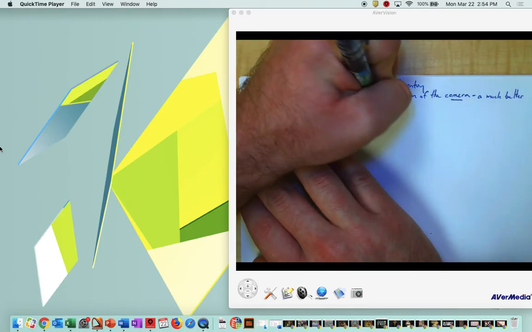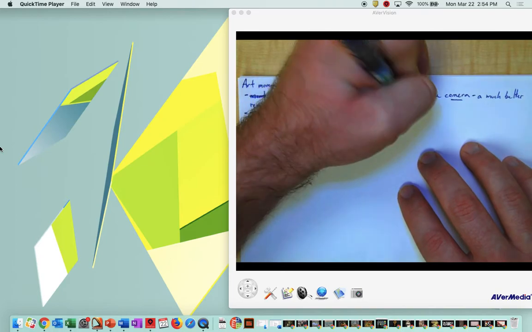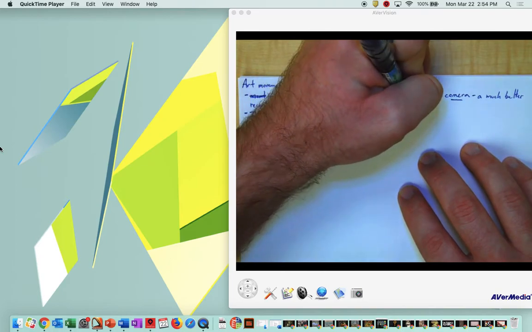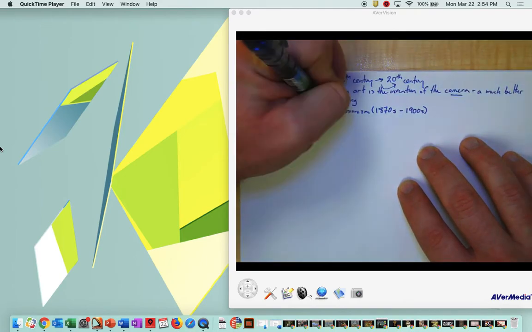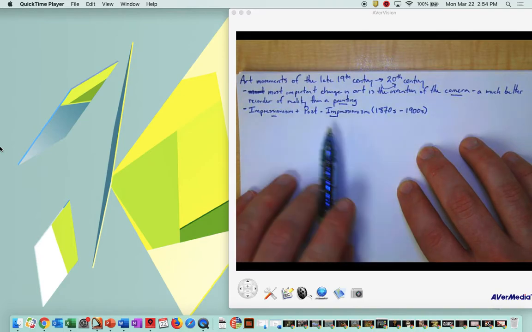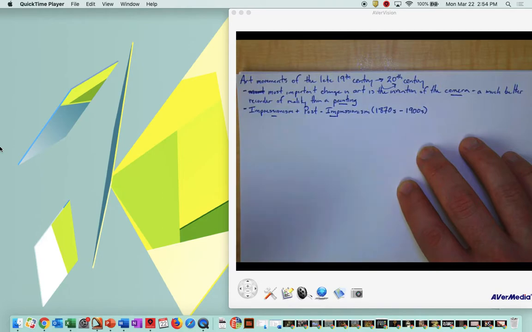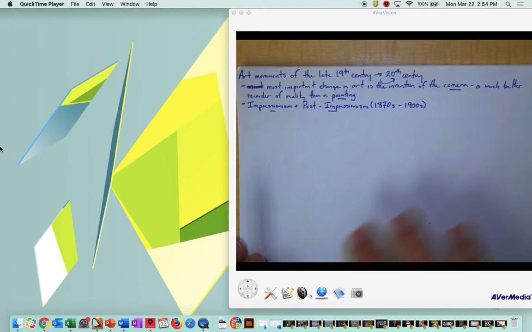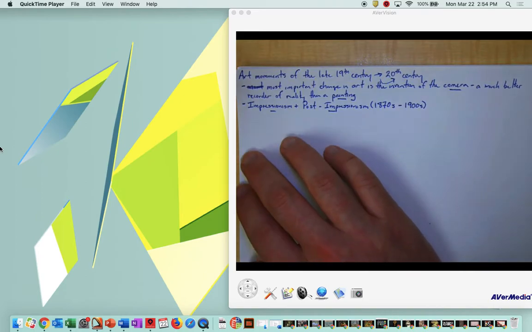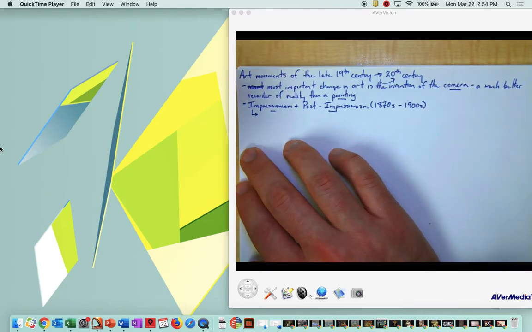And these take place between the 1870s and maybe the early 1900s. The other odd thing about Impressionism and Post-Impressionism is that even though Post-Impressionism implies that it comes after Impressionism, they're happening around the same time. So Impressionism is basically what the name implies.